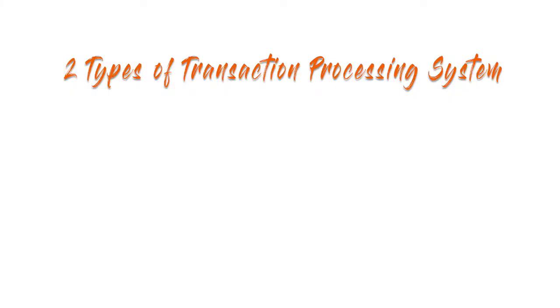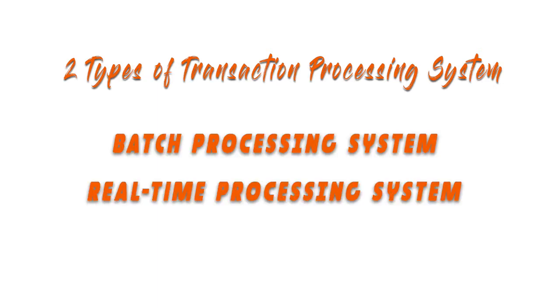There are two types of transaction processing system, and these are the batch processing system and the real-time processing system. So what is a batch processing system? Transactions are accumulated over a period of time and processed as a single unit, or a batch. For example, a store may update its sales records every day after the store closes, or a payroll system may process all the time cards every 2 weeks to determine employee earnings and produce paychecks.